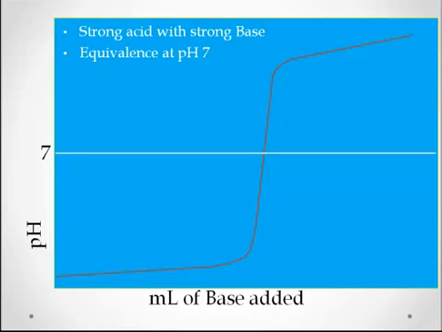You guys know basically that the reaction goes like this. We've got some H+, right? And we've got some OH-, and we make some water. Okay, so if you think about our product, the pH of water is at 7, and so that's where the equivalence point is, right there.